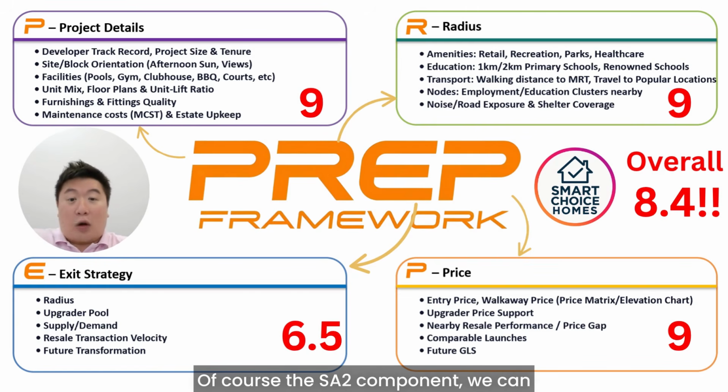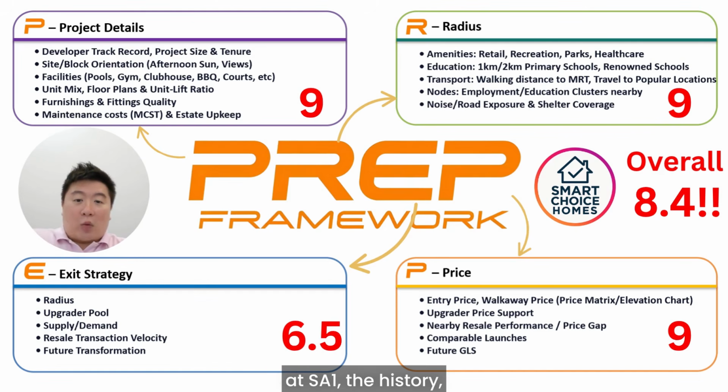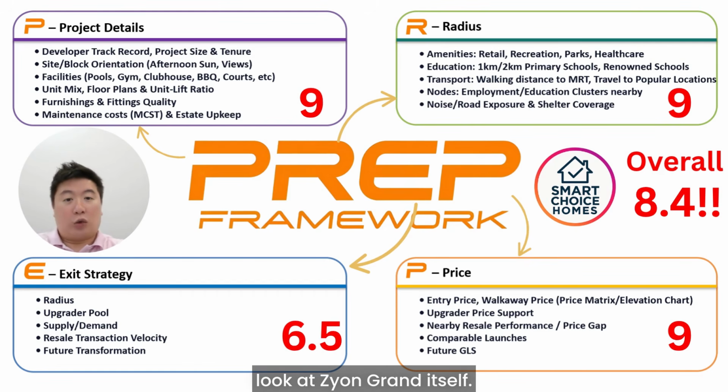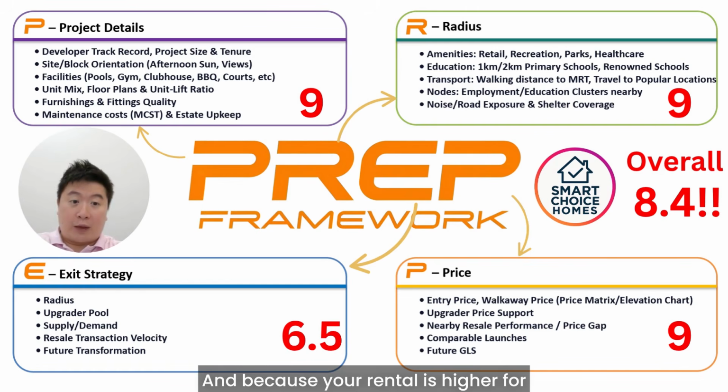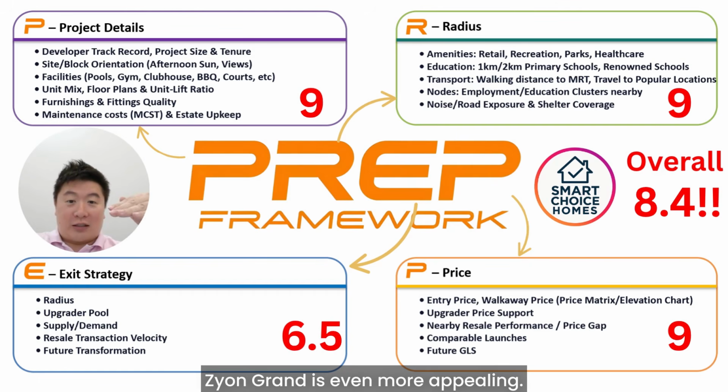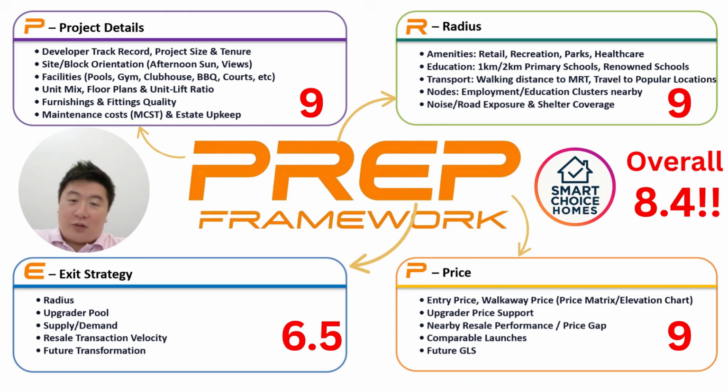Of course, the SA2 component we can say is an untested one because it's the first SA2. But if you look at SA1, the history, SA1 prices are typically higher. It does attract those who are staying in SA1s to actually look at Zion Grand itself. And because your rental is higher for the SA1, having the lower rental for Zion Grand is even more appealing, right? So yes, that's the angle that I'm looking at.